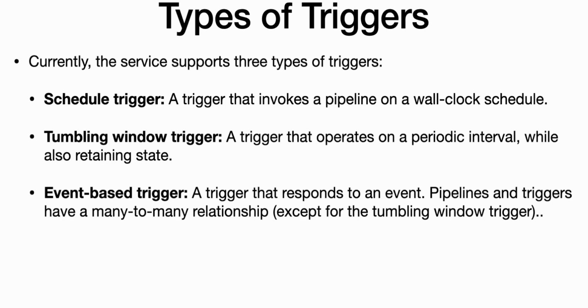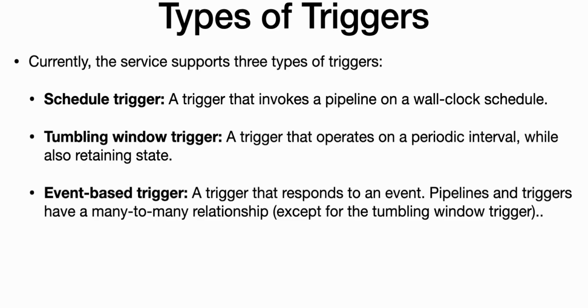The first one is the schedule trigger. When you speak about the schedule trigger, it works on a wall clock schedule. So if you want to schedule a Data Factory pipeline using a schedule trigger, all you have to do is select the schedule trigger option, and this trigger will execute the pipeline based on the time that you have set. And you can also set the frequency at which you want to execute that pipeline.